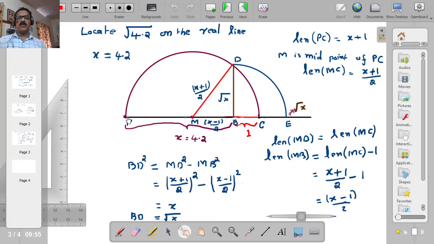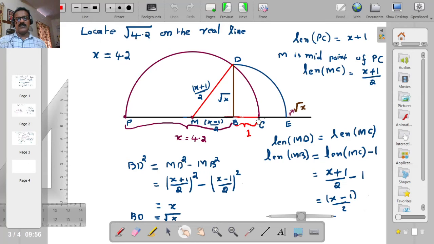Now we have the line segment PC. What is the length of PC? The length of PC will be the length of PB plus 1, so the length of PC will be x plus 1 unit. I think you have understood this.